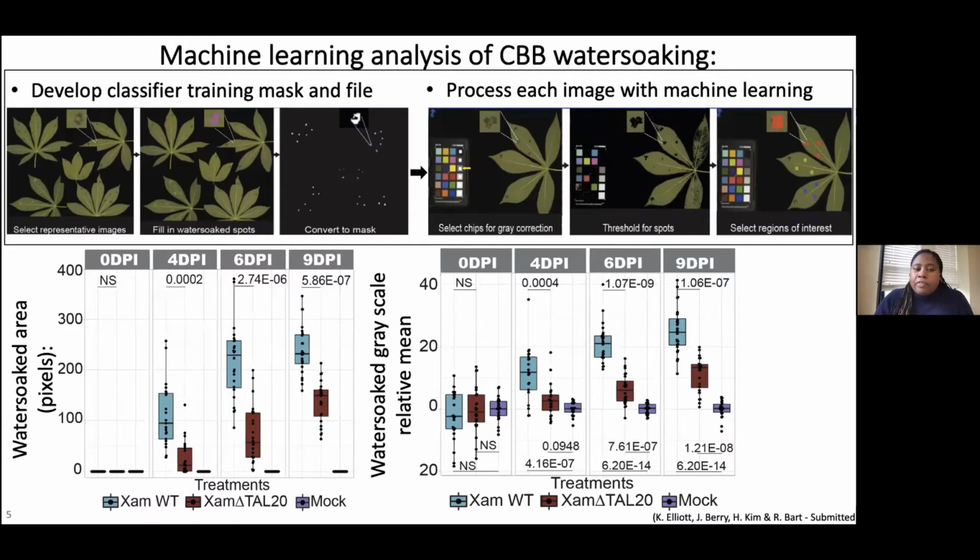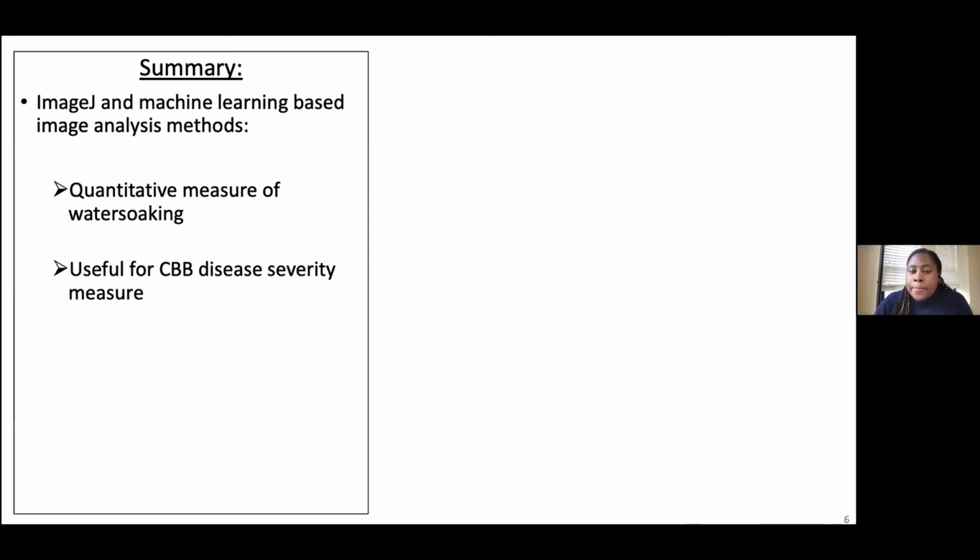And both of these different methods that I've shared with you, we recently submitted in a paper, and this work was done again with my lab mate, Jeff Berry, as well as a high school intern who I trained on the ImageJ analysis method. So to summarize this part of my talk, both the machine learning and ImageJ image analysis methods are able to quantify water soaking and then use this to score our cassava bacterial blight disease severity.